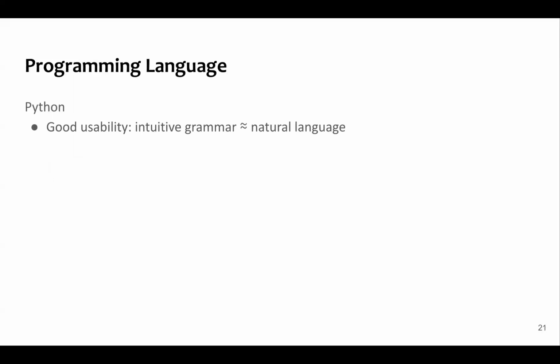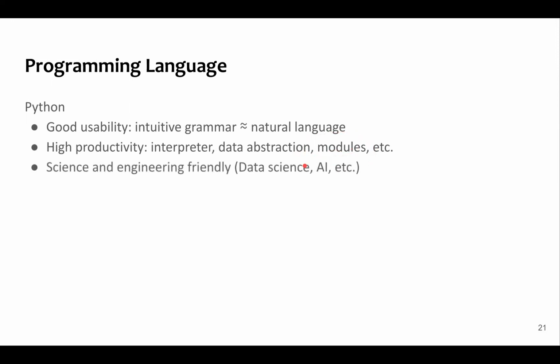Python offers good usability. It has very intuitive grammar. It's quite similar to natural language. And it is also very highly productive. It is an interpreter-based language, and it offers many modules and so on. It is a science and engineering friendly language. So in data science and AI, we always use Python.